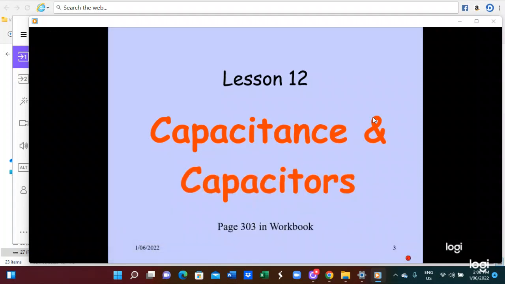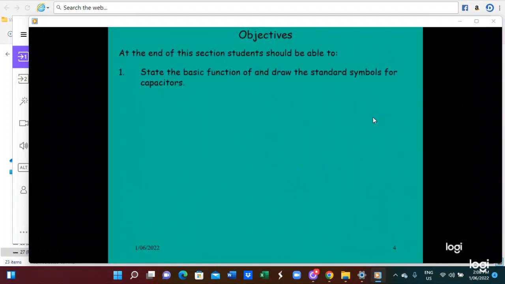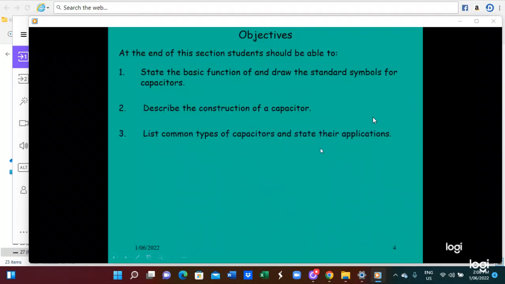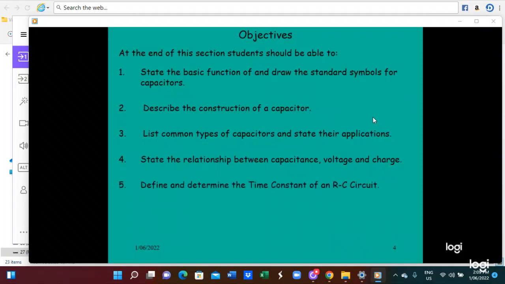At the end of this session, students should be able to state the basic function and draw the standard symbol for the capacitor. Describe the construction of the capacitor, list the components of a capacitor and state their applications. State the relationship between capacitance, voltage and charge. Define and determine the time constant of the RC circuit. Calculate the instantaneous voltage and current in the RC circuit.